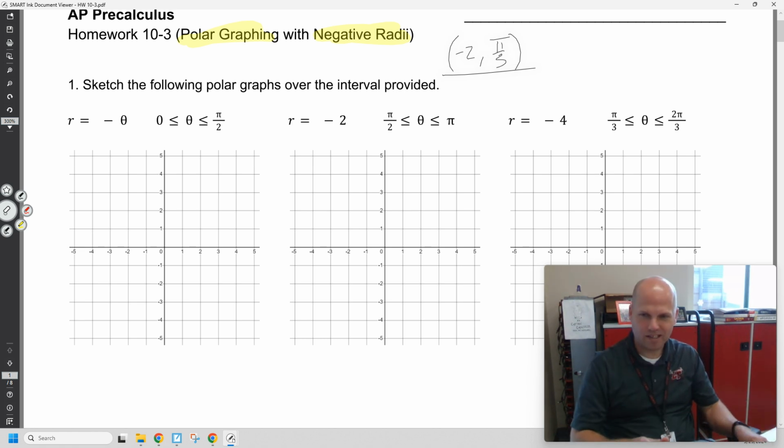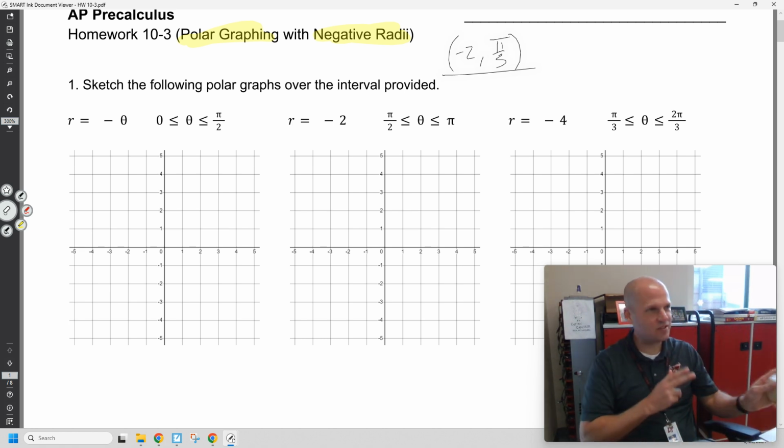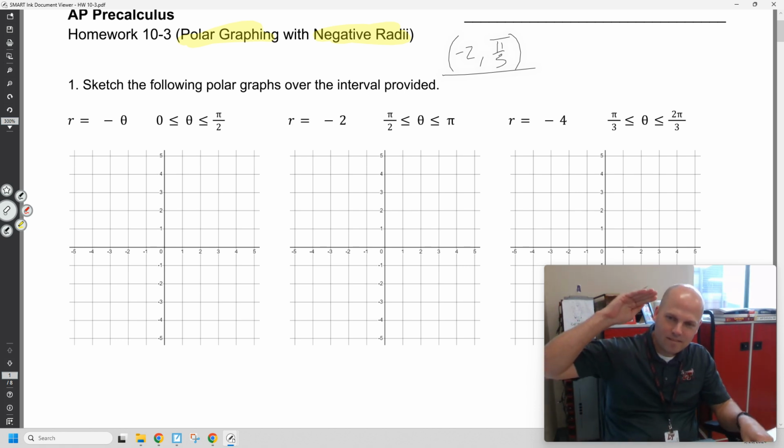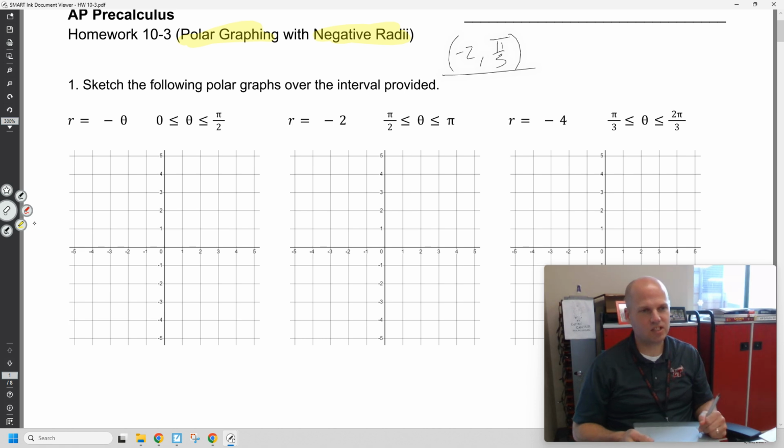Things get more complicated. Things get tougher when the radii are negative. Let's look at some basic graphs where radii are negative.